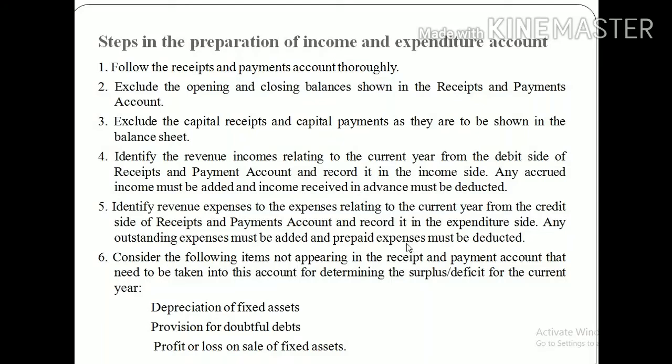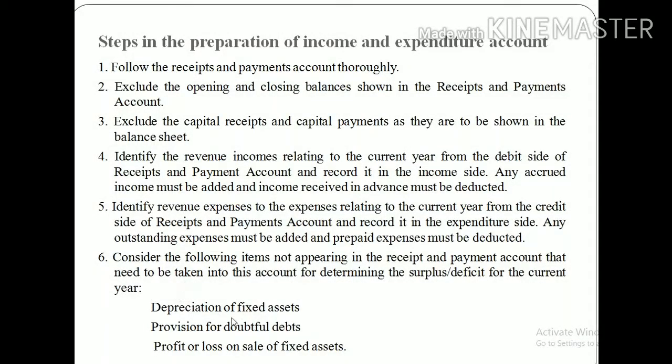Here, on the payment side or the expenditure side also, you have to consider the adjustments like outstanding expenses and prepaid expenses. The next step, consider the following items not appearing in the receipts and payment account that need to be taken in this account for determining the surplus or deficit for the current year.